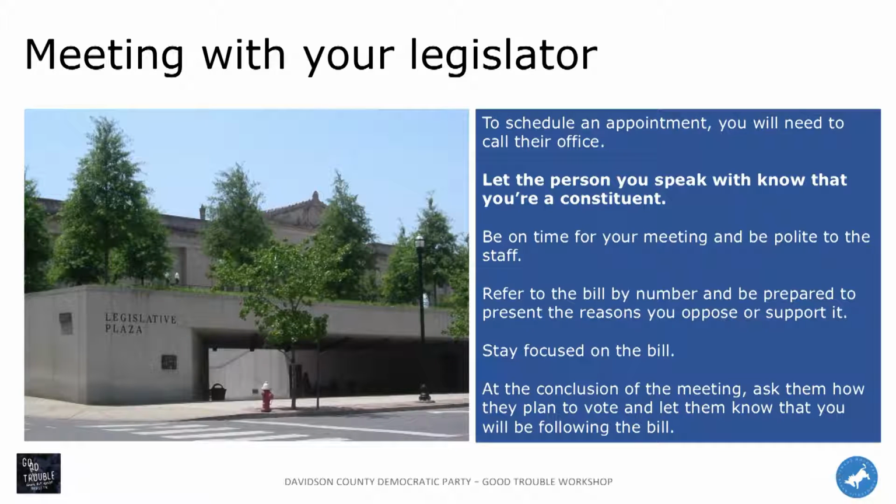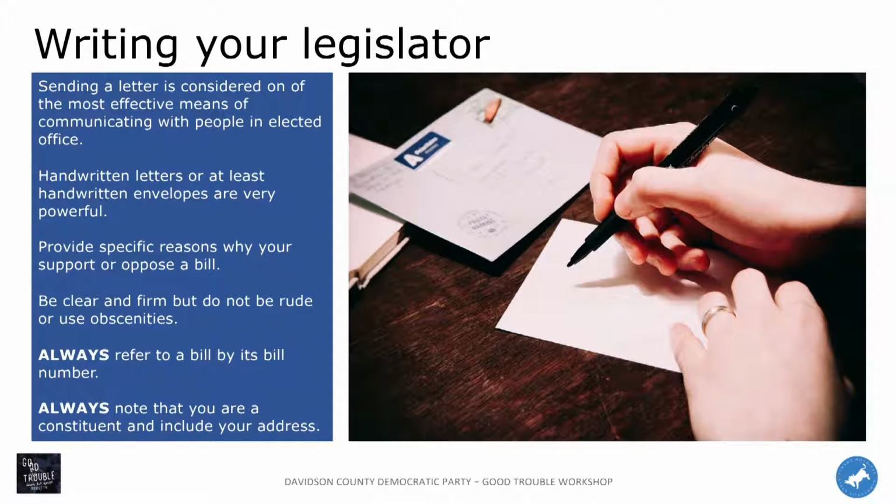So stay on point. And at the conclusion of the meeting, ask them how they plan to vote, and let them know that you will be following the bill. Let them know that you're going to be keeping them accountable. And don't hesitate to call back if they vote the wrong way, and say, hey, I'm really disappointed that you voted that way. I'm your constituent. You represent me. I came in, I talked to you, I told you how I felt, and you didn't vote for the bill, and that's disappointing.